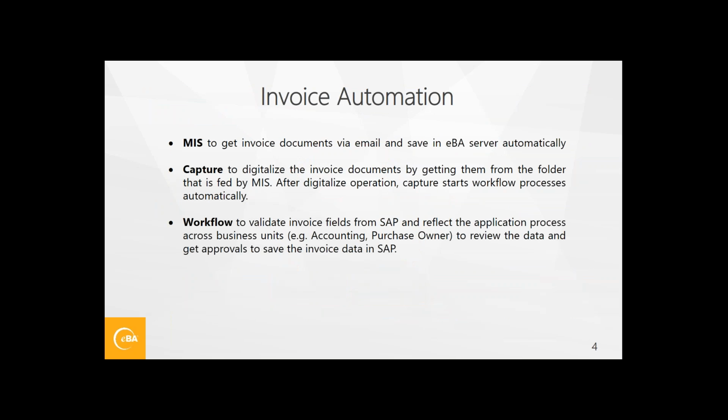MIS means Mail Integration Server, and with this feature, we can get invoice documents via email and save them in the eBA server automatically. We also have the Capture module in this process. It digitalizes the invoice documents by getting them from the folder that is fed by MIS. After the digitalization, we can capture and start workflow processes automatically.